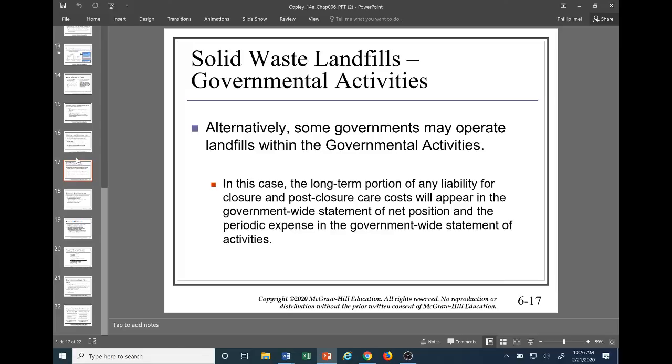But the periodic expense is recognized in the government-wide statement of activities. Got confused there. It's government-wide statement of activities. So if it's going to be governmental activities, it's going to be accounted for in the government-wide. The periodic expense is in the statement of activities, makes sense. That's our income statement, and the liabilities are carried in the statement of net position because that's the balance sheet. Makes sense.